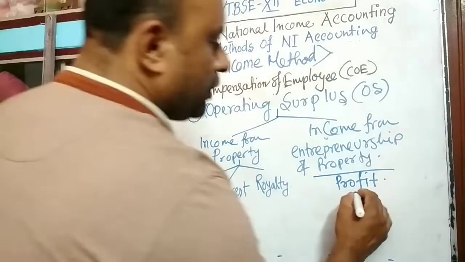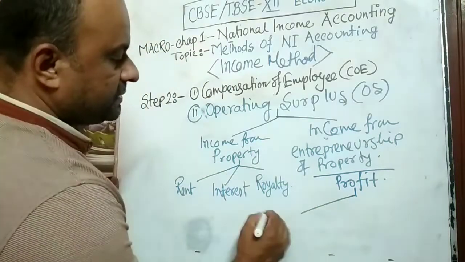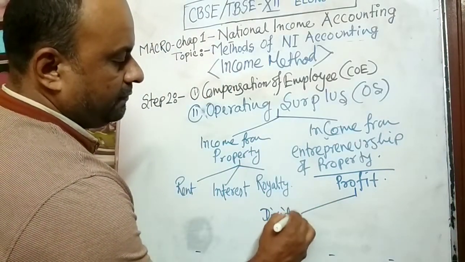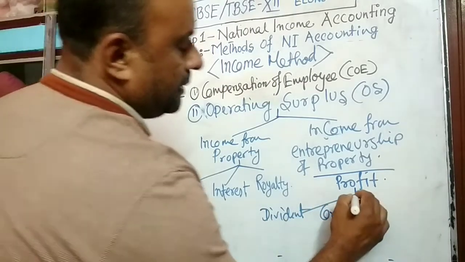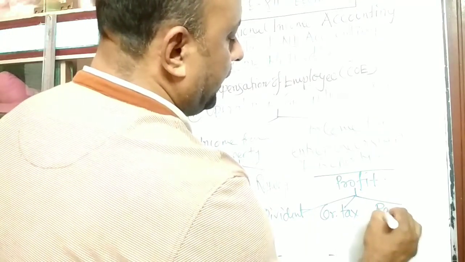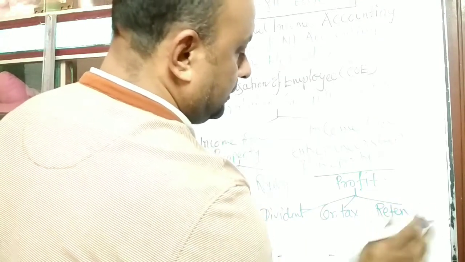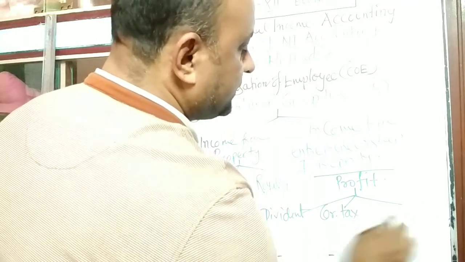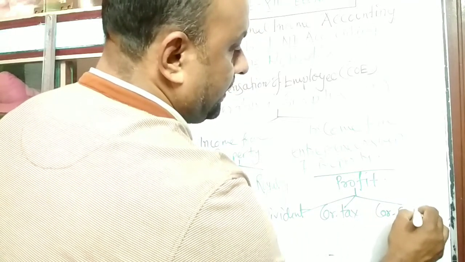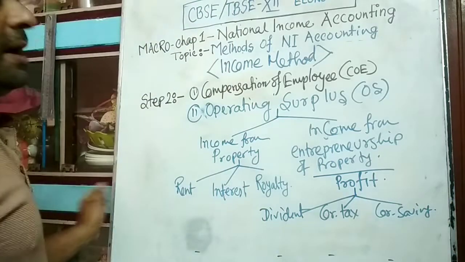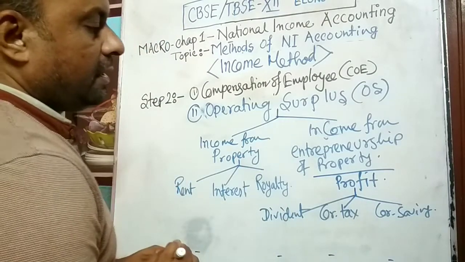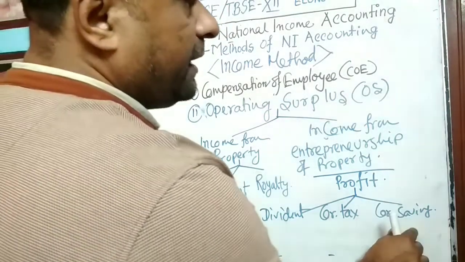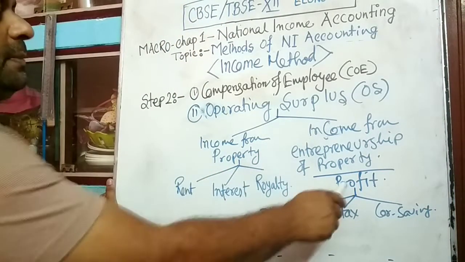So profit also has three parts. One is dividend, then corporate tax, then retained earning or corporate savings. Its other names are retained earning, undistributed profit. These are all corporate savings. So profit has three parts: dividend, corporate tax, undistributed profit, or corporate savings, or profit after tax, all are the same. Okay, so three parts of profit.